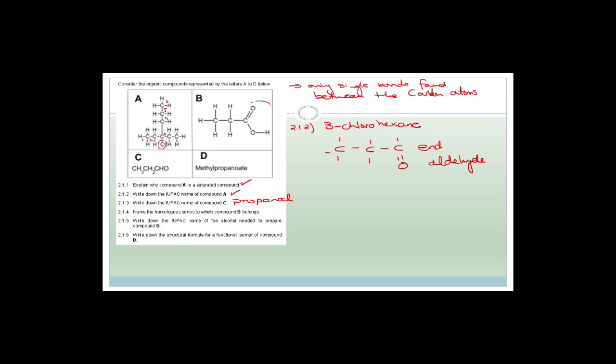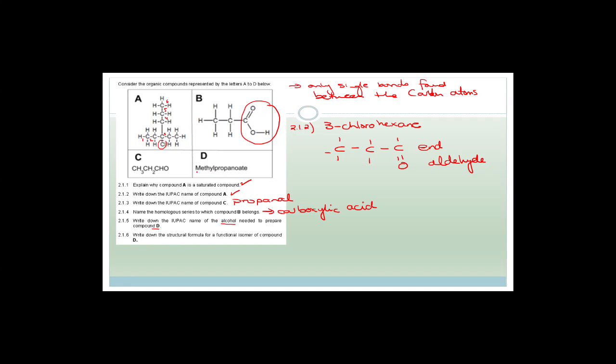Remember we said that because it's got the C double bonded OOH, it has to be a carboxylic acid. Please be careful of this, okay? If they ask you for the homologous series, don't give the name of the functional group. If they ask you for the name of the functional group, don't give the homologous series, and similarly with the names, okay? Now it says write down the IUPAC name of the alcohol needed to prepare compound D.